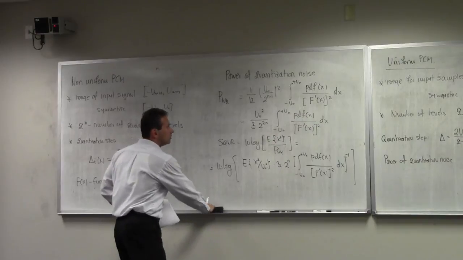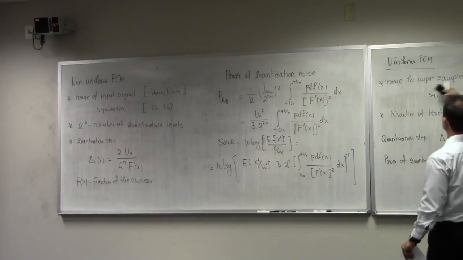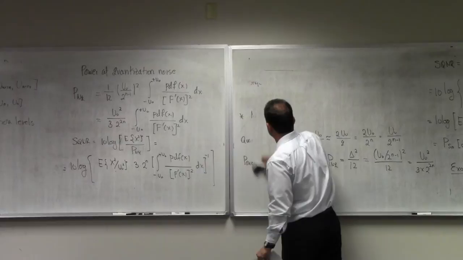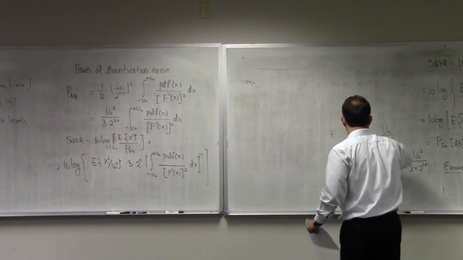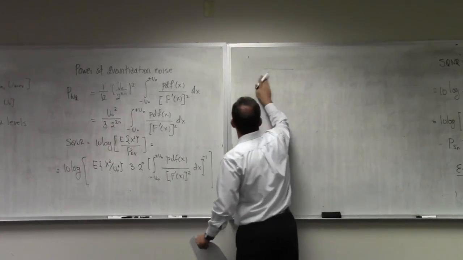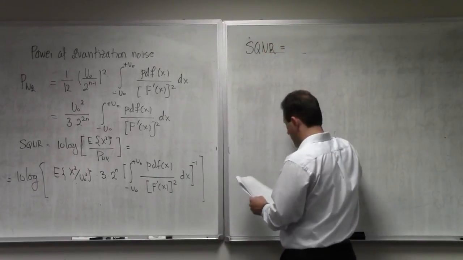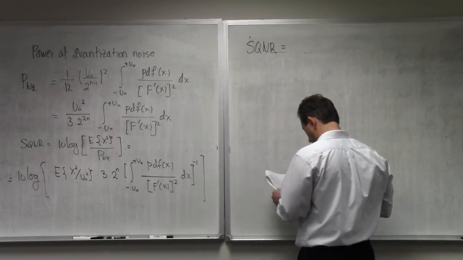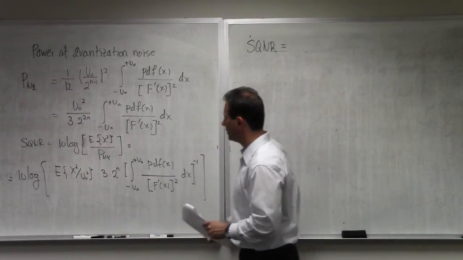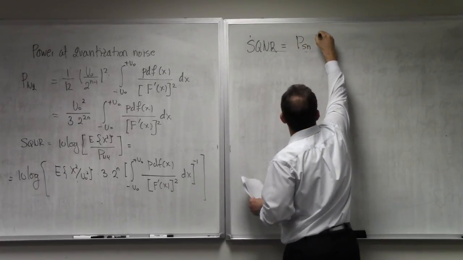Okay, so let's work on this one a little bit, simplify it, and hopefully it will gain a shape that is similar to the other one. So we end up with the SQNR in this case equal to, now this whole thing is again the power of the signal normalized to the range of the quantizer. So this is the power of the signal normalized, in dB.